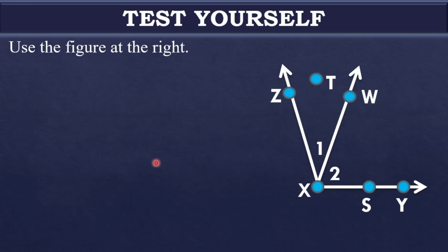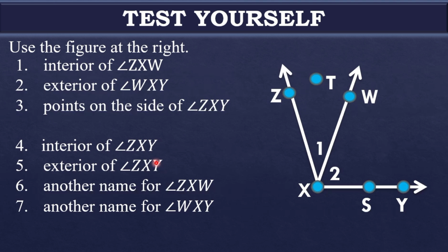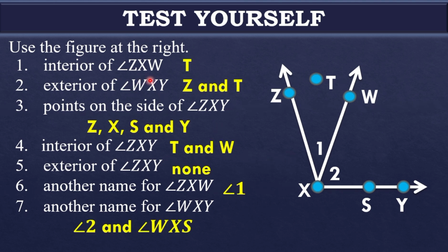Next, we still have this one. Okay, so I want you to give the interior, exterior, points on the side, the interior, another name. So, by looking at the figure, so the interior of angle ZXW is T. So, ito yung ZXW. So, ang nasa loob niya is T. Exterior niya angle WXY. Ano ang exterior niya? Pag sinabing exterior, nasa labas. So, ito yung WXY. So, ang exterior niya ay si point Z and T.